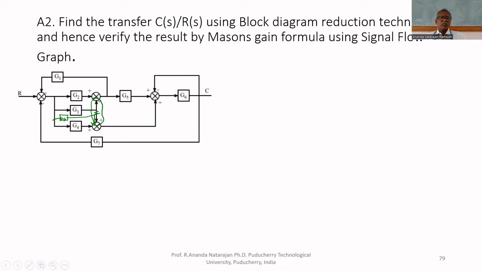The signal passing through G3, one part goes up, another part goes down, means G2, G3 are parallel, and G3, G4 are also parallel. That is the critical part in this sum. G2, G3 are parallel, G3, G4 are parallel, but G2, G3, G4 are not parallel. Do you understand this point?